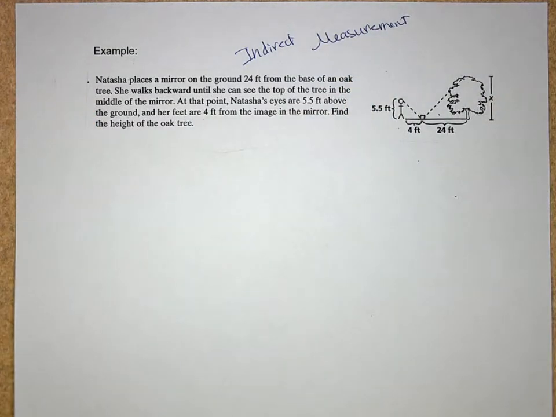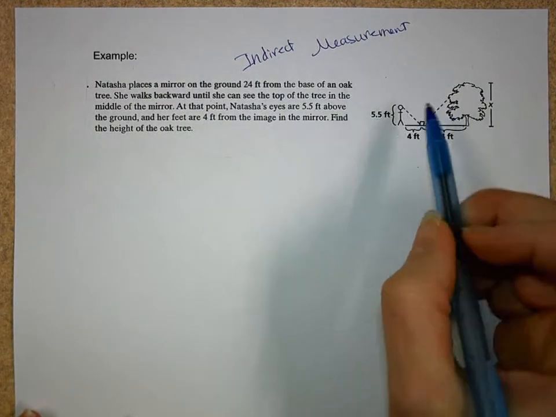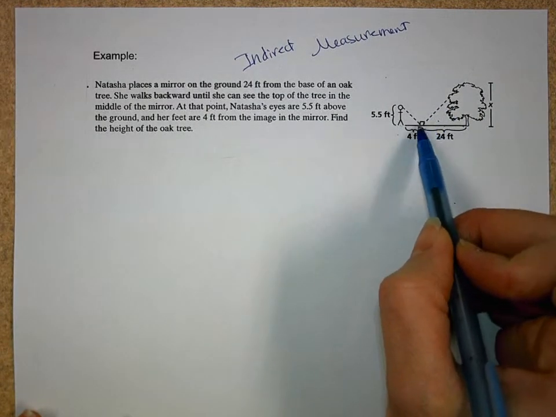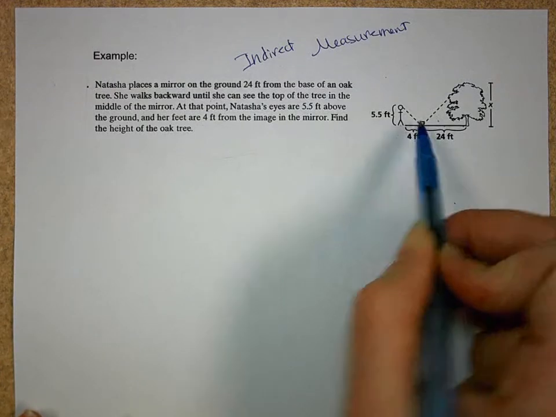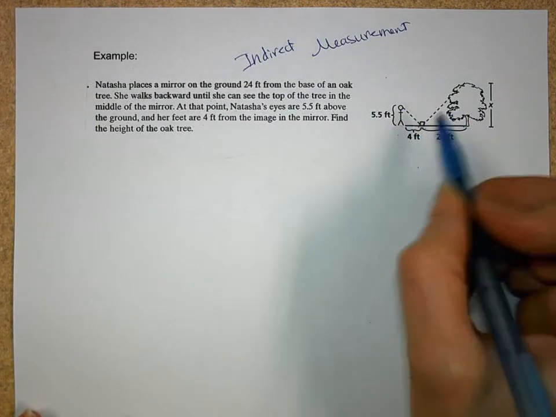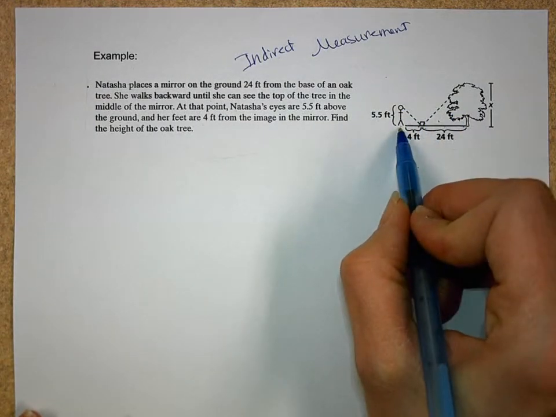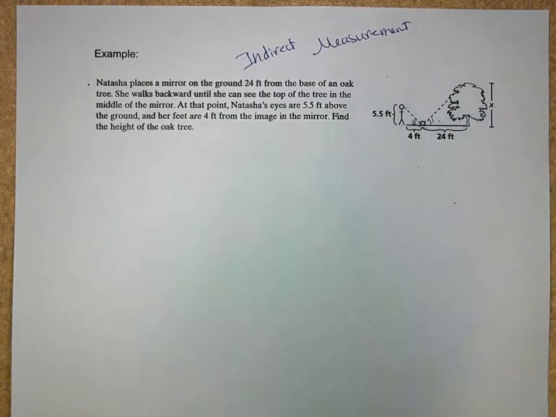Here this girl Natasha places a mirror 24 feet from the base of an oak tree. She walks backwards until she can see the top of the tree, okay, in the middle of the mirror. So she puts it right there. At the point that Natasha's eyes are 5.5 feet above the ground, her feet are 4 feet from the base of the mirror. Now notice what we do is the angle of reflection and the angle of incidence, I think is what it's called, is the same.